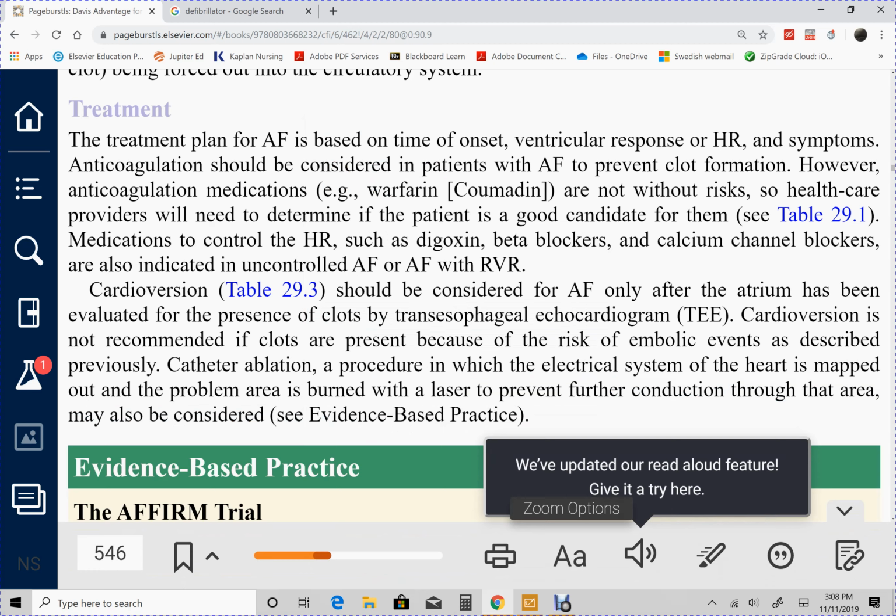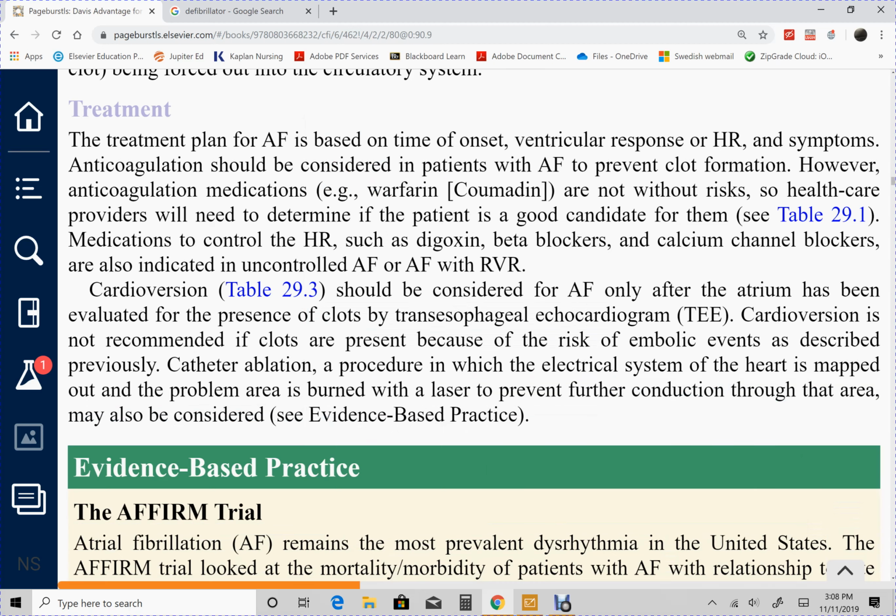Both of these, of course, are scheduled. Okay, and then the doctors decide whether or not the patient is a candidate for these procedures.